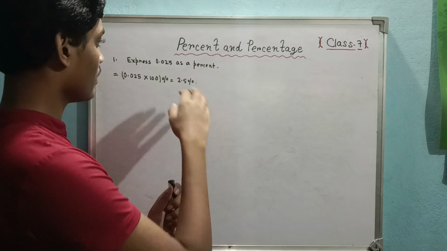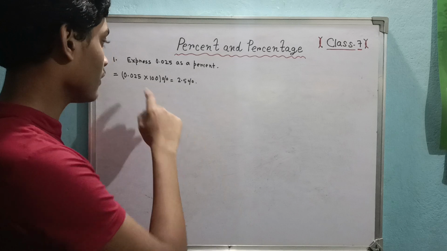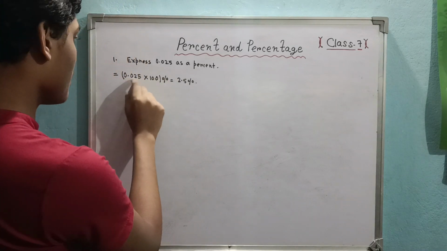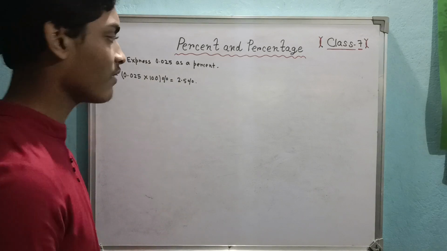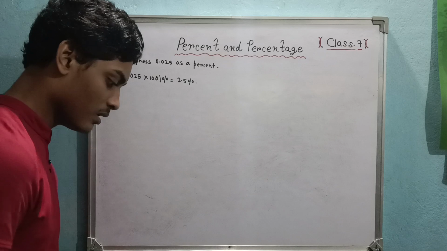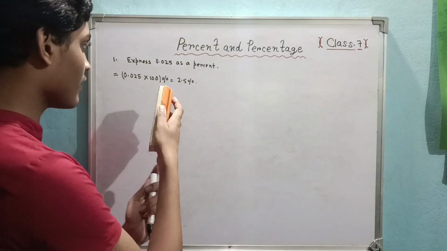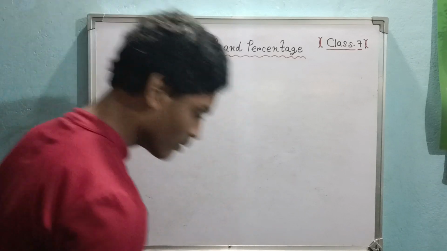So what we did, converting x to percentage is x into 100%. Just shifting the decimal point by 2 places as there are 2 zeros, and we get the answer as 2.5%. So this was the first sum. All sums follow the same manner. Let's see what difference we have in between them.